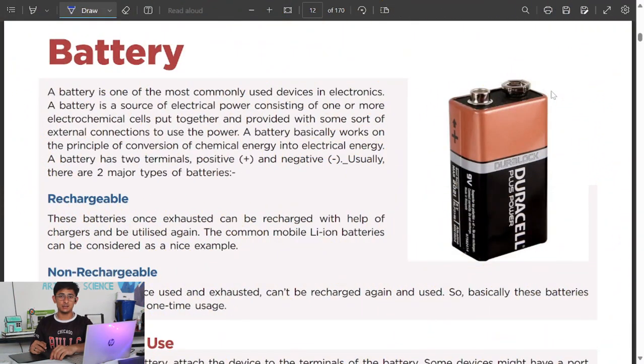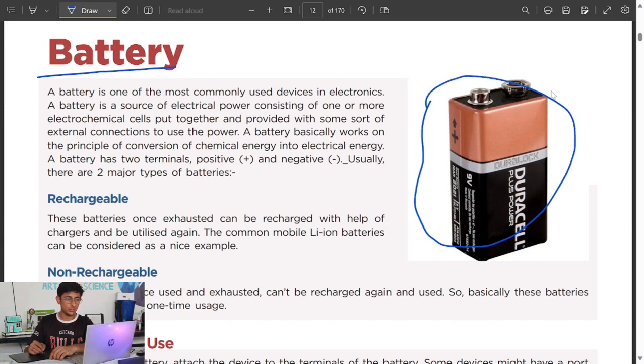This is our third basic component of electronics, that is the battery. A battery is one of the most commonly used devices in electronics. A battery is a source of electrical power consisting of one or more electrochemical cells put together and provided with some sort of external connection to use the power. A battery basically works on the principle of conversion of chemical energy into electrical energy. This is the main point. It converts chemical energy into electrical energy.